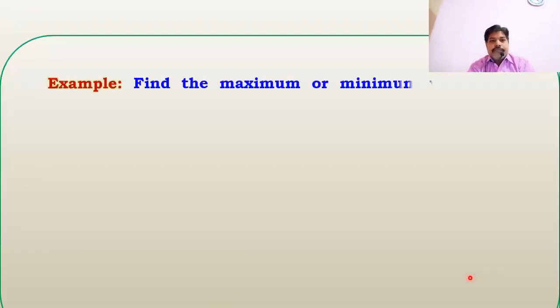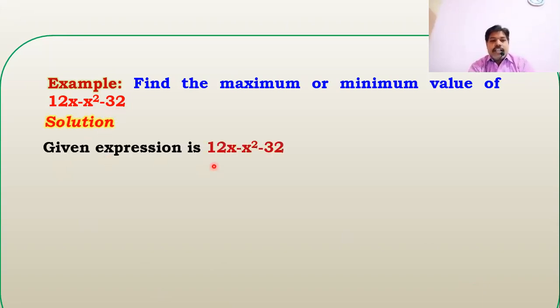So see this question: find the maximum or minimum value of 12x minus x square minus 32. First, take the given expression. What is the a value? The a value is nothing but the x square coefficient. What is the x square coefficient? It is minus 1. And what is b? B is nothing but the x coefficient. What is the x coefficient? It is 12. And what is c? C is the constant, you can take it as minus 32.